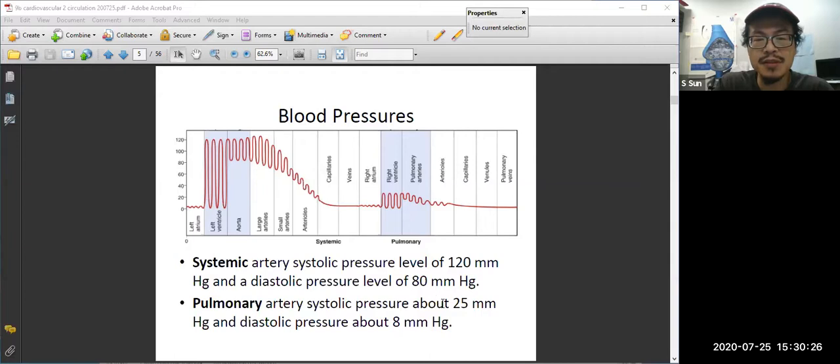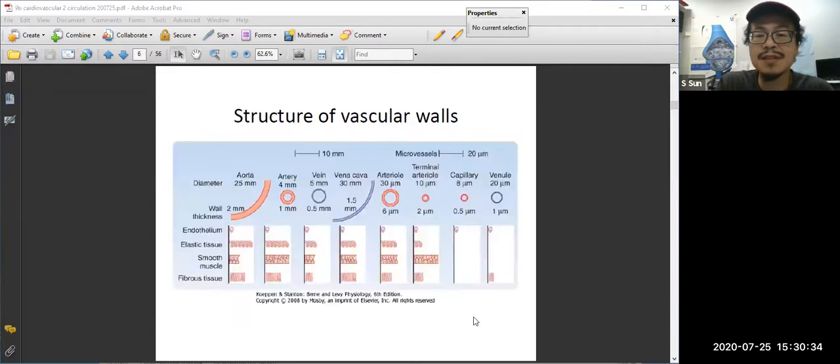Pulmonary pressure is in the range of 25 and 8. So that's the systolic and the diastolic pressure. And this is the vessel wall.